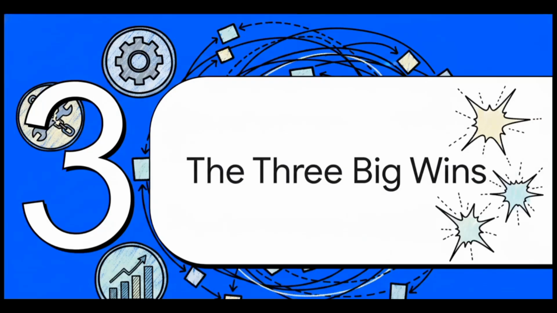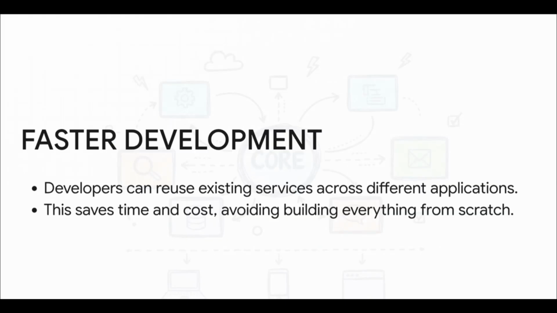So, why does all of this really matter? Why did the entire tech industry pretty much universally adopt this way of thinking? Well, it all boils down to three huge, game-changing wins. First up, speed. With SOA, developers don't have to reinvent the wheel every single time. If you've already built a perfectly good authentication service for one app, you can just reuse that Lego block in a completely different one. This dramatically cuts down on development time and cost because you're not starting from zero every time.